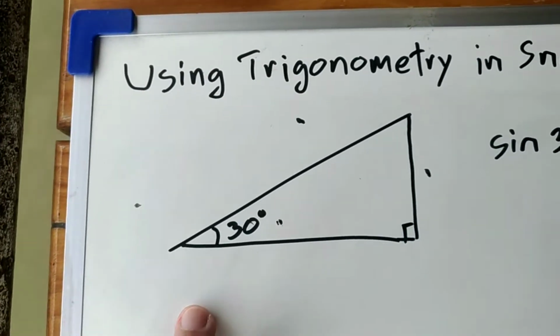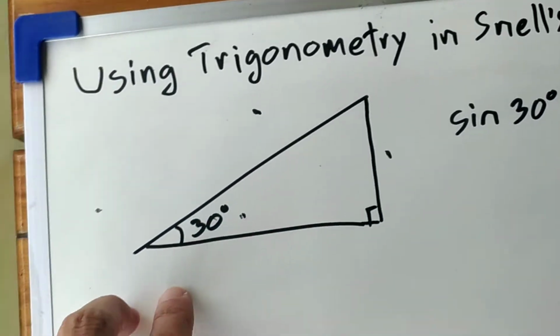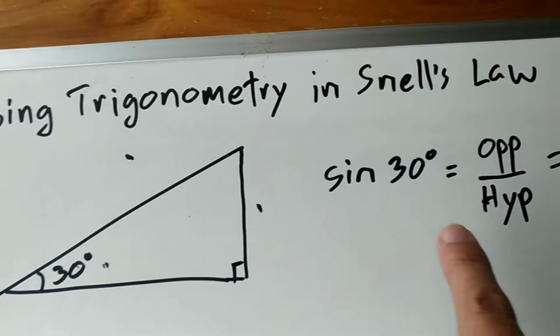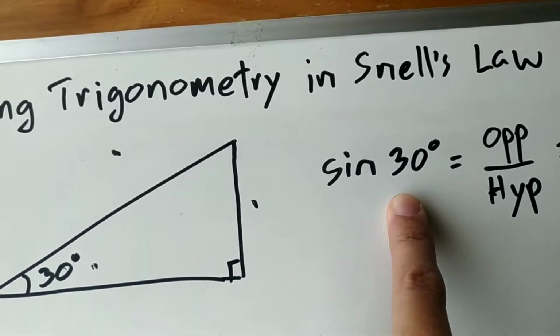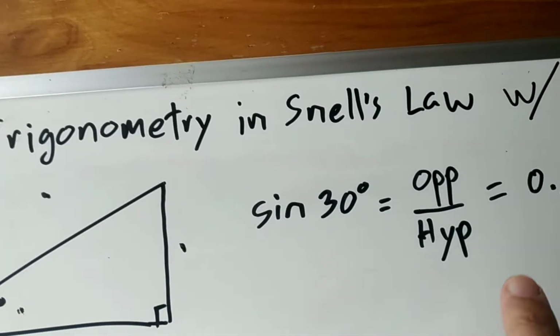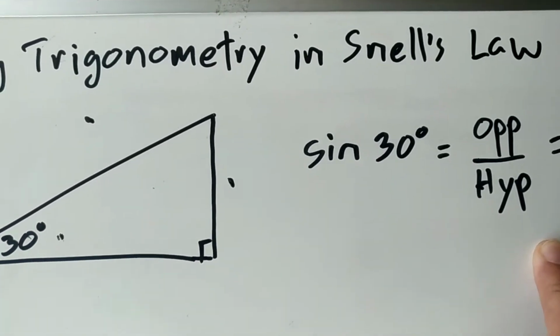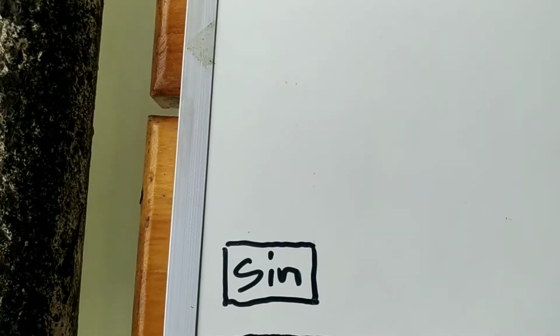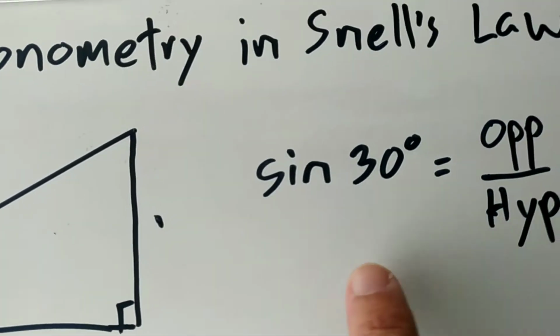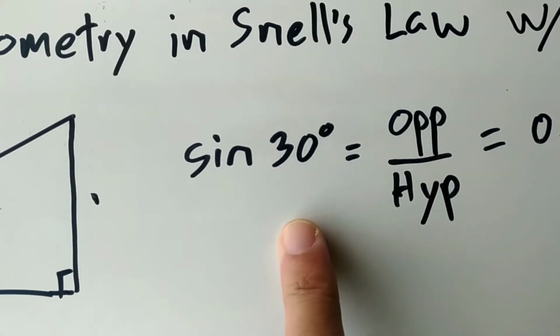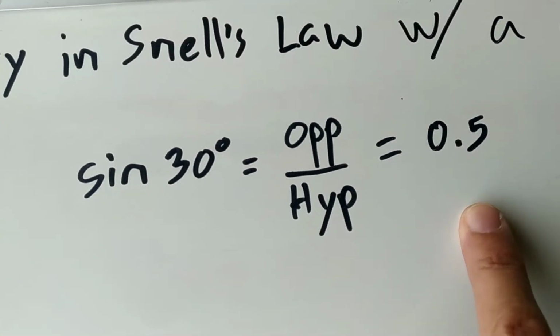Alright, you've seen this already. Right triangle, let's make this 30 degrees, and then let's take the sine of 30 degrees. So sine of this angle is opposite over hypotenuse. Now, get your calculator and look for this key right here, sine. Put in sine and 30 and enter, and you get 0.5.